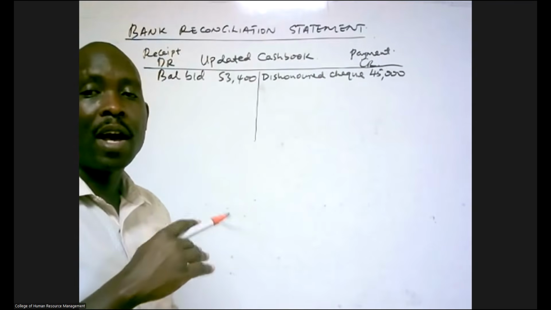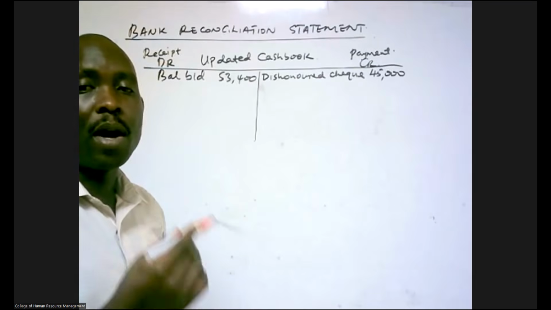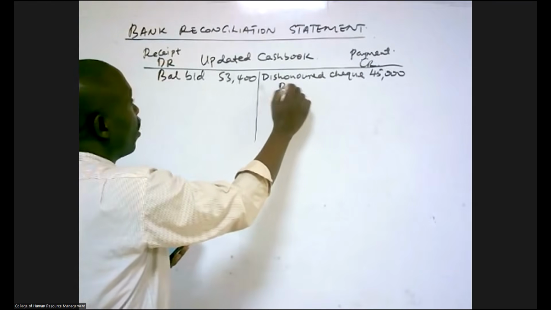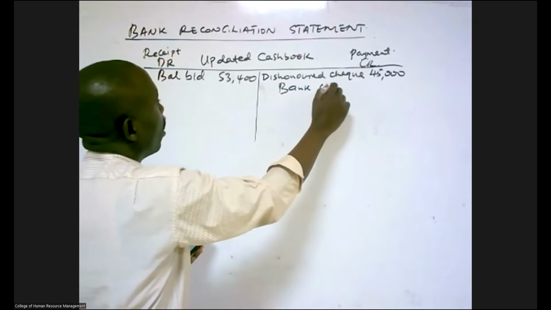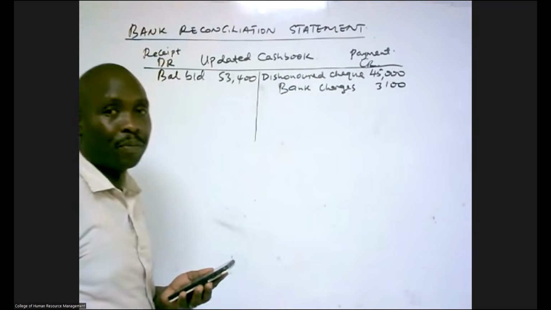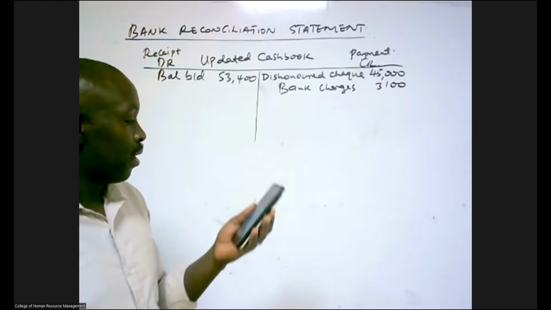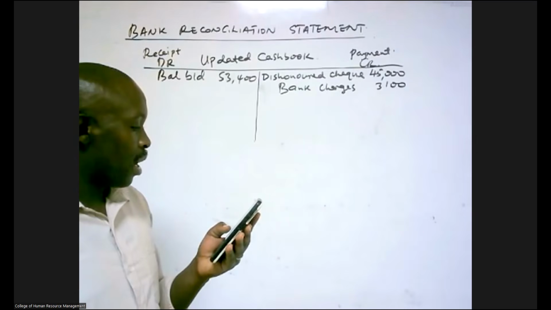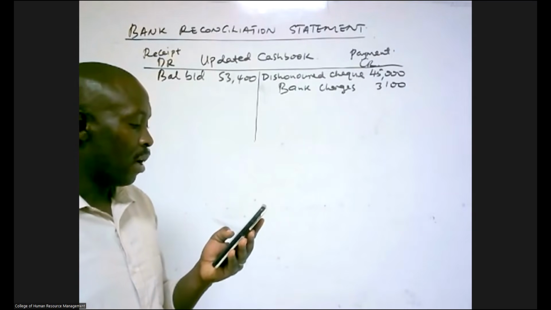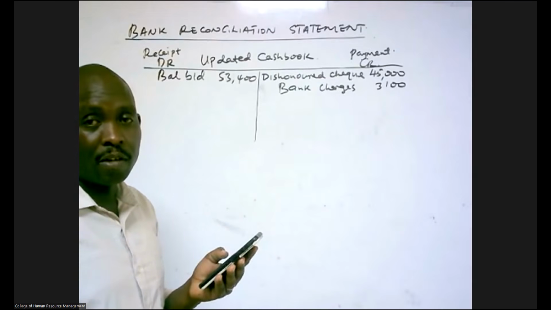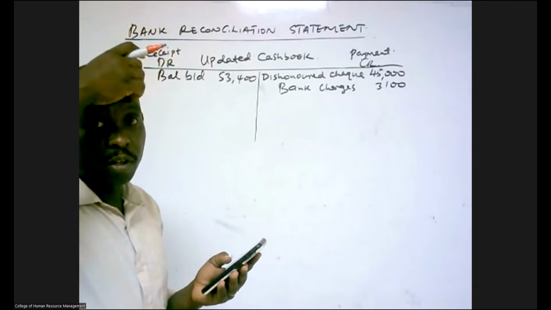And bank charges are payments because they reduce our bank balance. Bank charges, that 100, like that. Payment there. Then checks deposited and not yet credited amounted to 237,800. Those are uncredited checks. They wait for reconciliation.